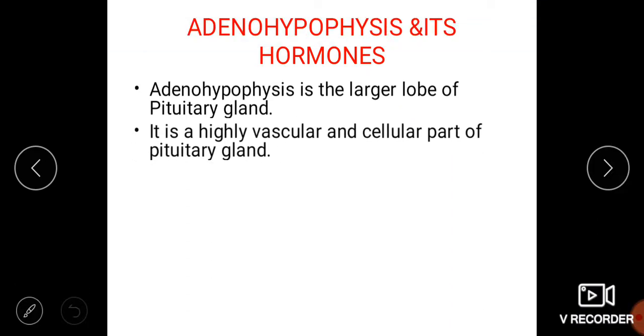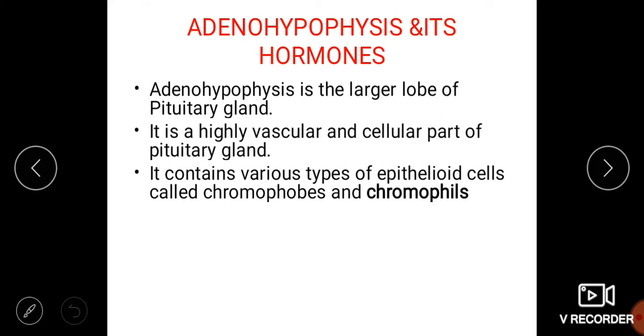It is a highly vascular and cellular part of the pituitary gland. Highly vascular means it has a large number of blood capillaries, as well as a large number of cells. It contains various types of epithelioid cells, and the cells are of two types: chromophobes and chromophils.